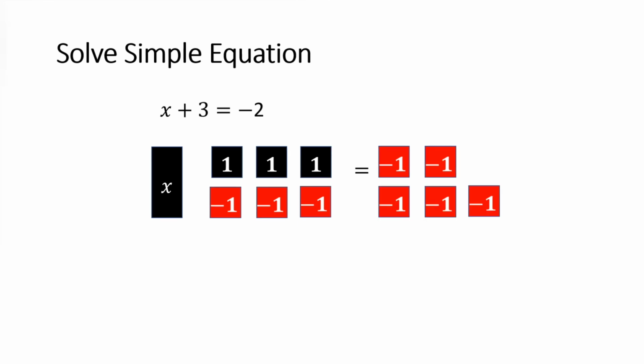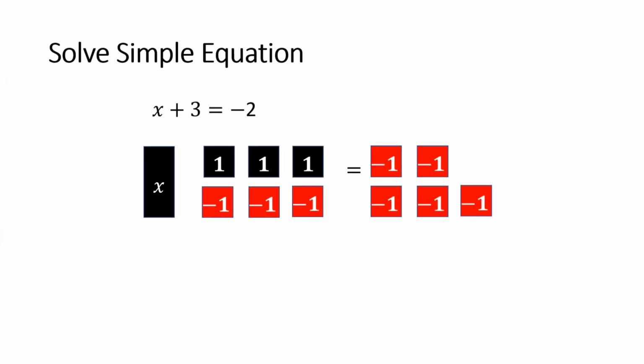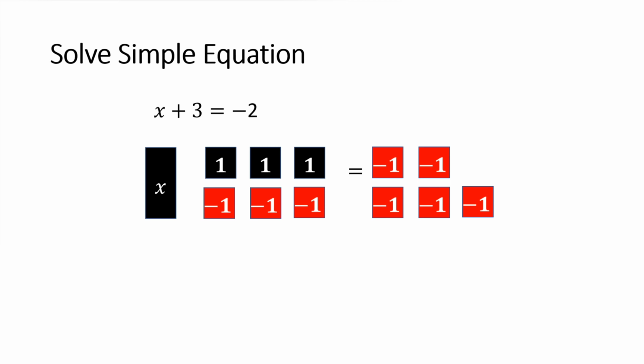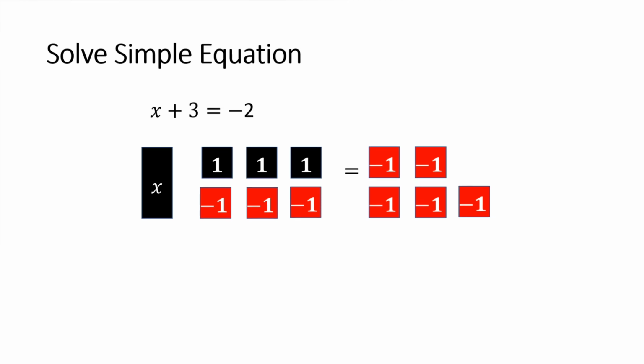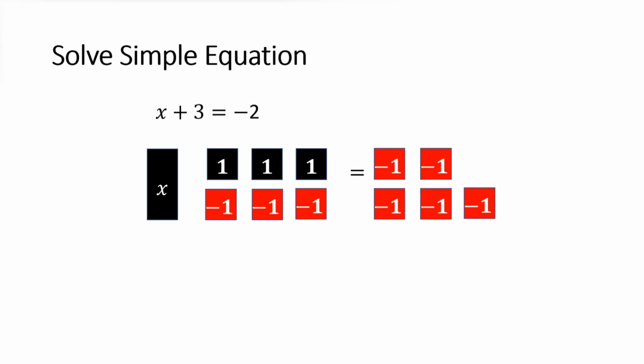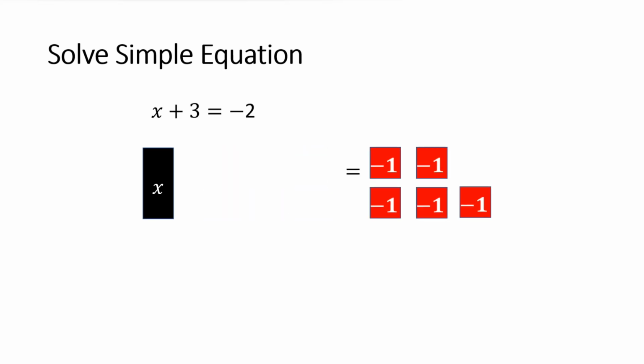Now that the balance is maintained, keep in mind the unit tiles on the left-hand side were nullified, or they were 0 pairs, so they are eliminated. We are thus left with x equals negative 5. This therefore is our answer.